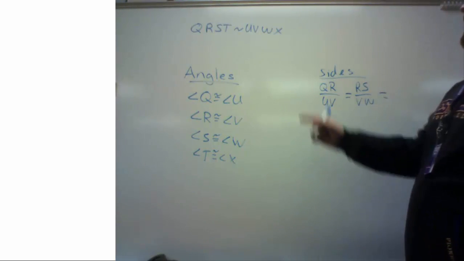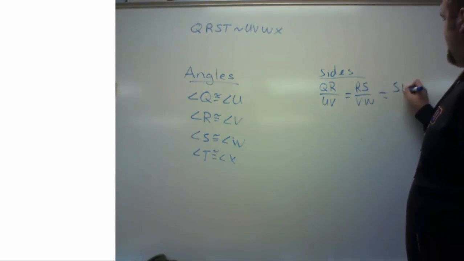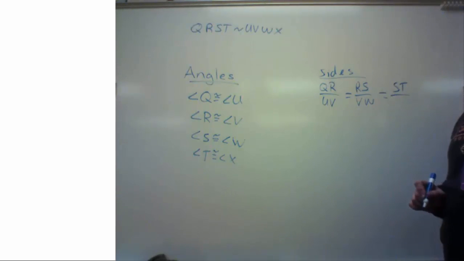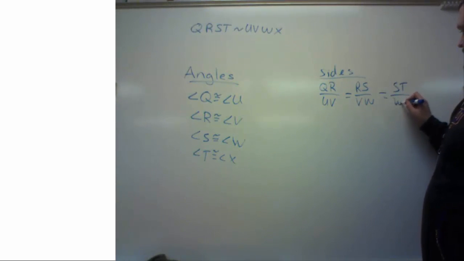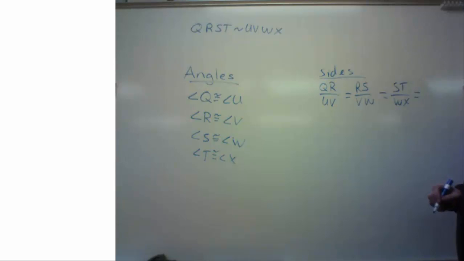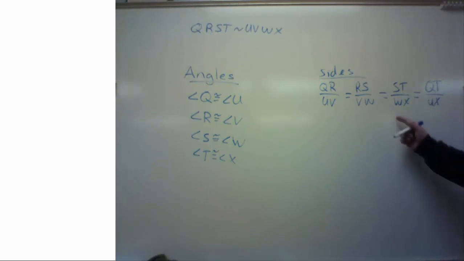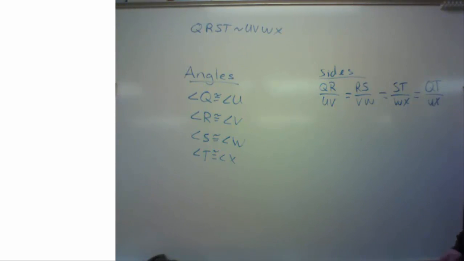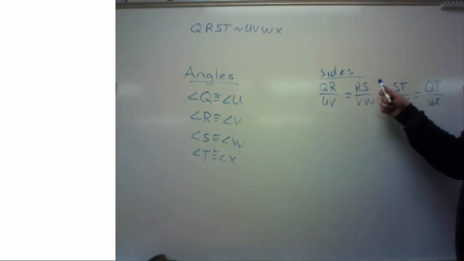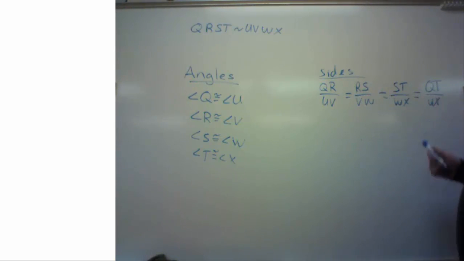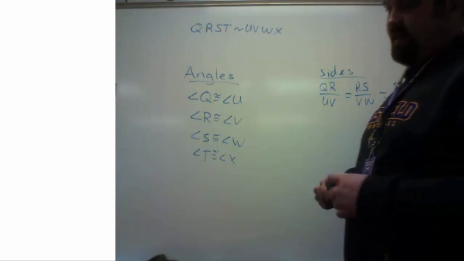I can keep going here. The last two letters, length of segment ST, will have to match up to length of segment WX. And last but not least, the outside letters, length of segment QT, would have to match up to length of segment UX. This is the statement of proportionality that shows the comparison of any two corresponding side lengths for my polygons that are similar.